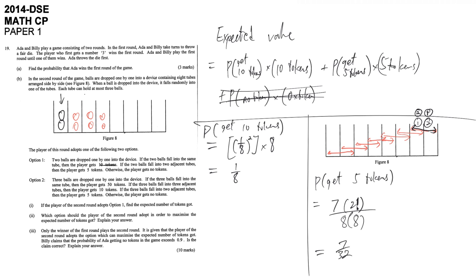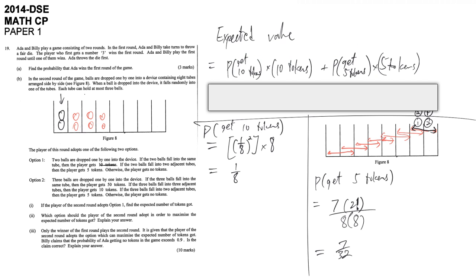So go back to our expected value calculation here. It is 1/8 times 10, plus 7/32 times 5, which is equal to 75/32.